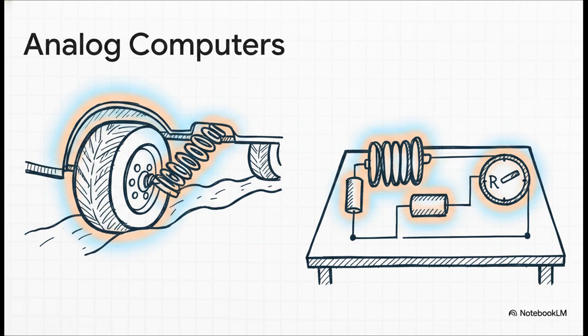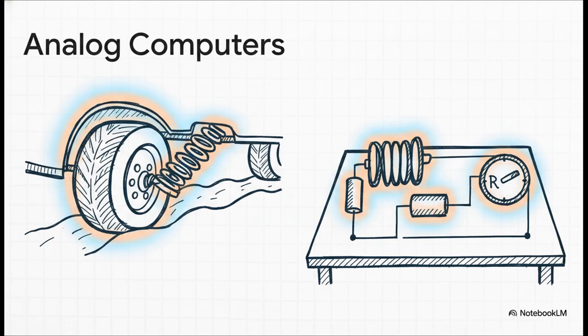Suppose you're designing a car suspension, and you want to know how it handles a super bumpy road. Instead of building an expensive, complicated physical car, swapping out heavy metal springs, and physically driving it over actual bumps, you just build an analog computer. You create a simple electrical circuit right on your desk.